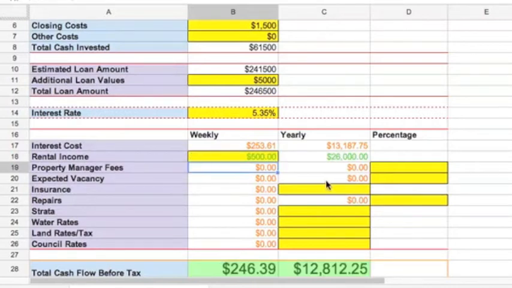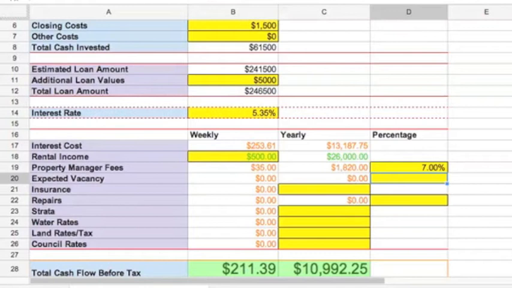Good one. It doesn't quite fit into Steve McKnight's 11-second rule, but it's a pretty good return on investment there. Property manager fees, we'll put in the percentage because most of them work off a percentage. Let's say my property manager charges me 7%. Vacancy, I'm going to put in about 5% vacancy, which will be about 2 weeks out of the year.